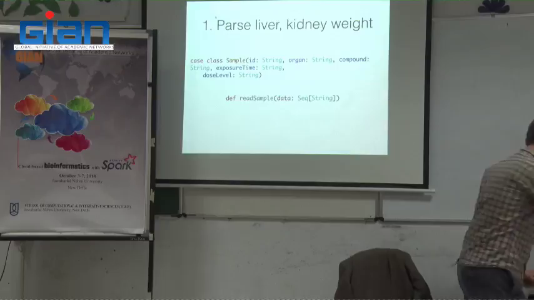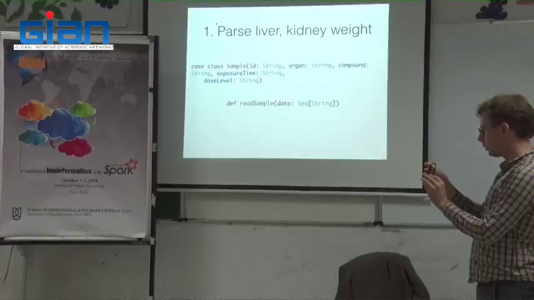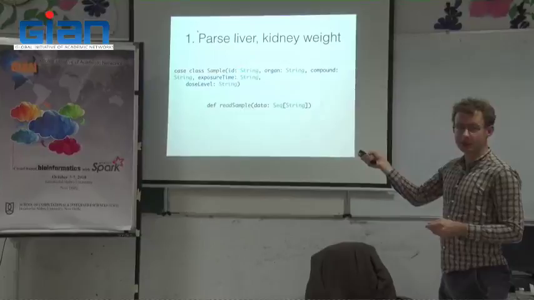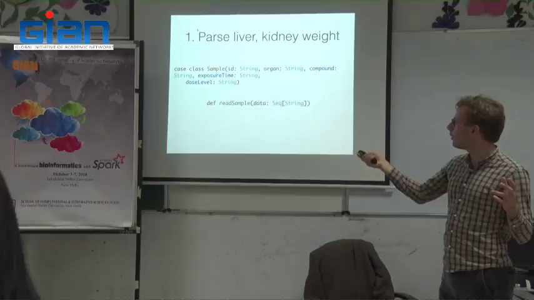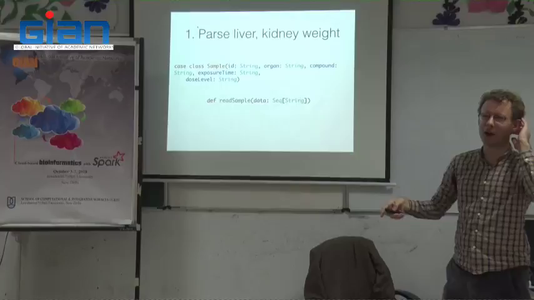So the ID is just some string that identifies the sample. Organ can be liver, kidney. Compound can be one of 200 compounds, for example, that's the minimum. Exposure time can be 3 hours, 6 hours, 9 hours, and 4 hours. Dose level can be control, middle, low, high. This will be very important later when we pair up treated samples with control samples.